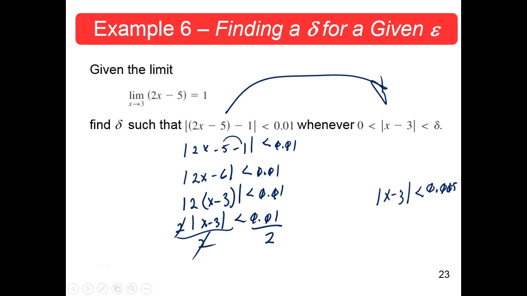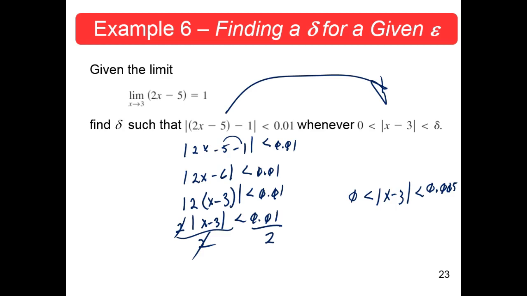0.005. There's the delta. And since it's the absolute value, we'll require that to be greater than 0. In other words, x can't equal 3. We know it can. We plugged it in, and it was okay. But we're just going to say we're not going to let x equal 3. So there we have it. We found our delta, 0.005.